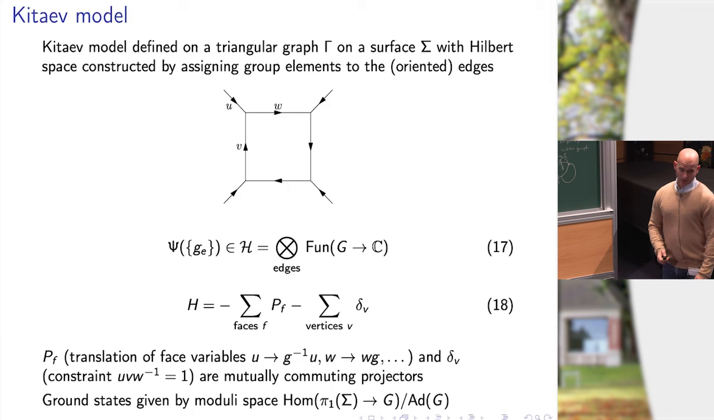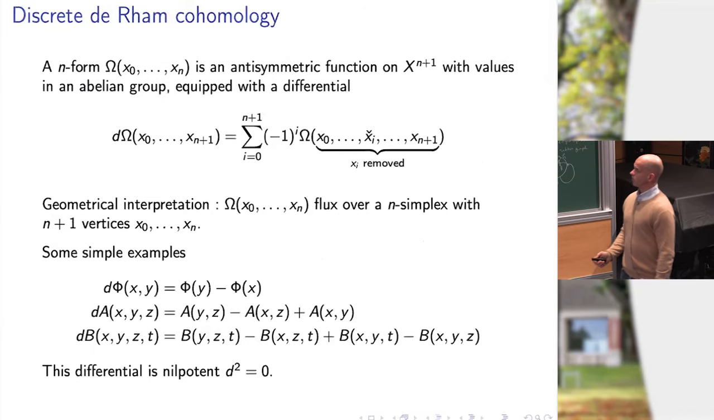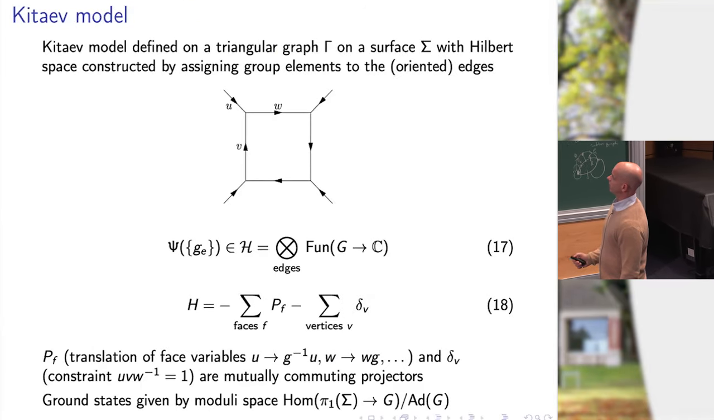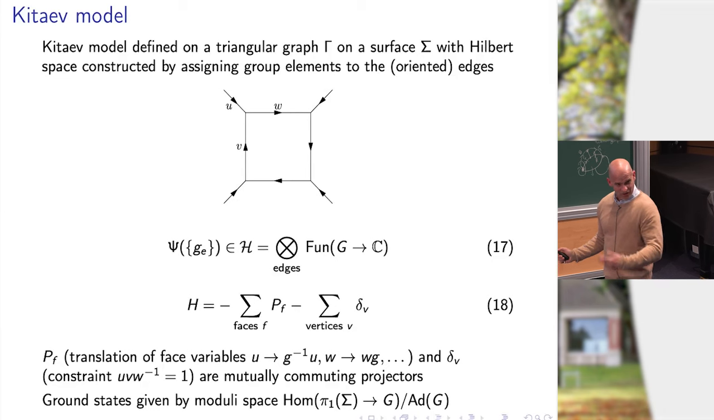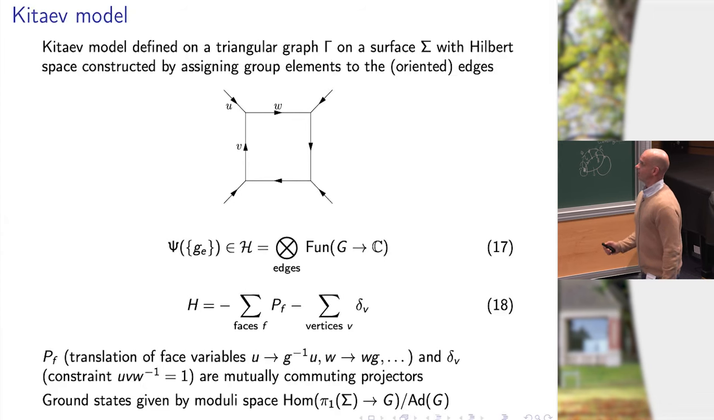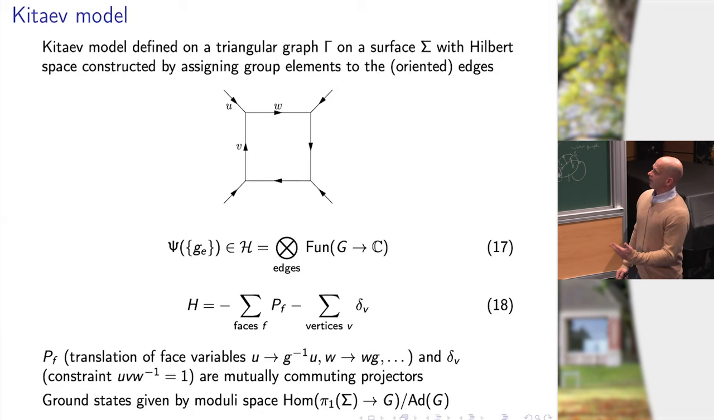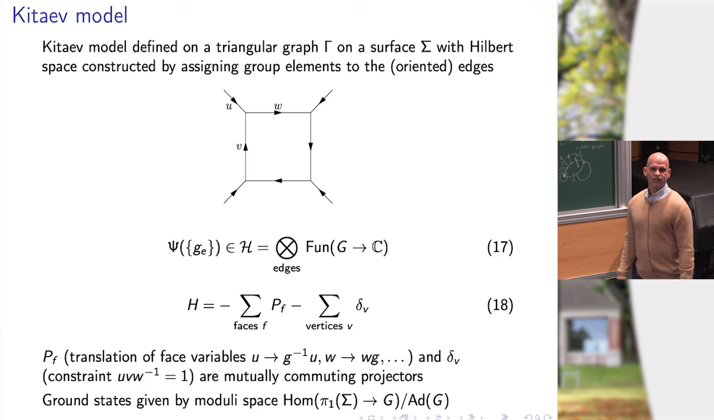The interesting remark by Kitaev is that this is obviously a projector. For every vertex, it's a projector because it just projects onto the trivial holonomy. This, by construction, is a projector because it projects for every face onto the invariant state, and they commute. So finally, in order to find the ground state, you have to diagonalize simultaneously those commuting projectors.